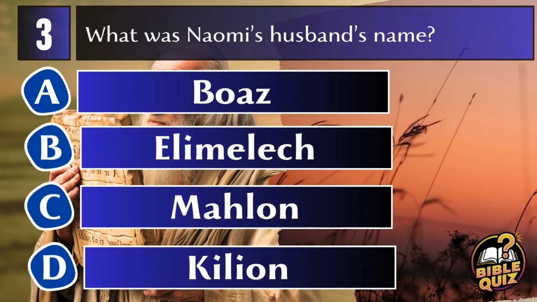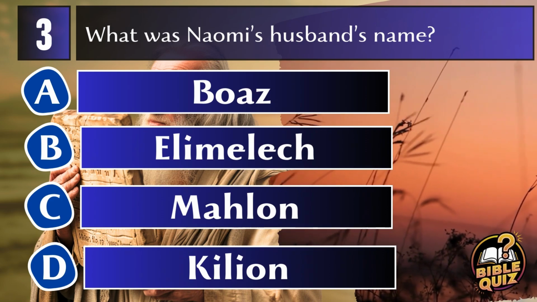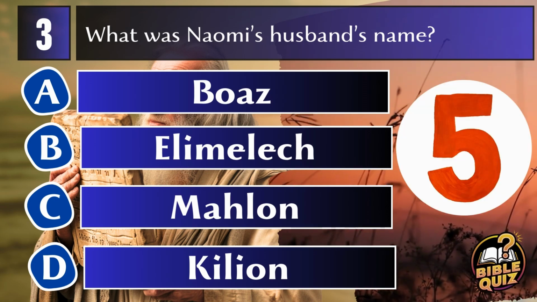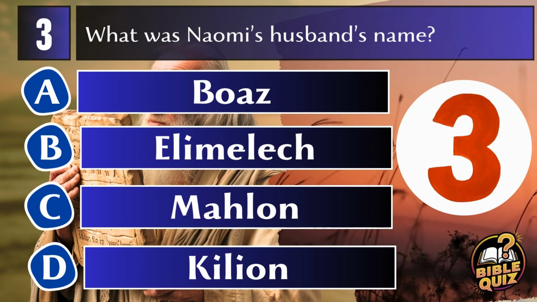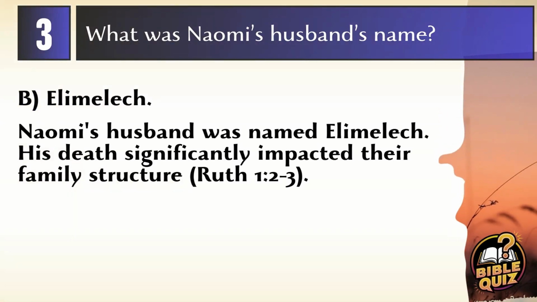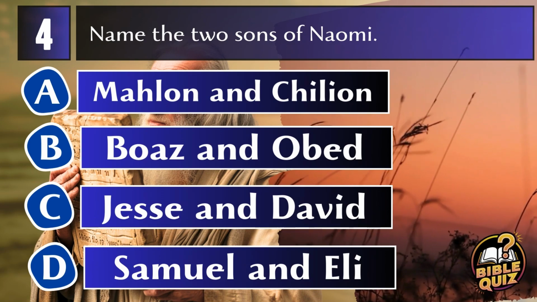Question 3. What was Naomi's husband's name? A. Boaz. B. Elimelech. C. Mahlon. D. Kilian. Answer: B. Elimelech. Naomi's husband was named Elimelech. His death left Naomi and her sons without a patriarch, significantly impacting their family structure. Ruth 1:2-3.